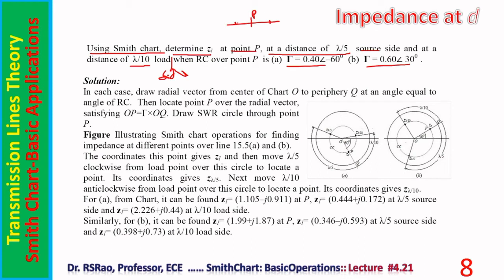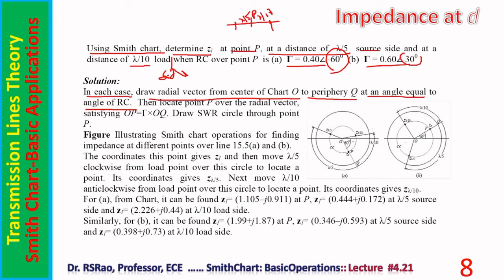We considered a source side point and another load side point. The source side point is at a distance of lambda by 5. The load side point is at a distance of lambda by 10. We are asked to find out the impedance. This problem is very much similar to the problem which we solved in the previous case. Solution: in each case, draw a radial vector from the center of the chart to the periphery Q at an angle equal to the angle of RC.